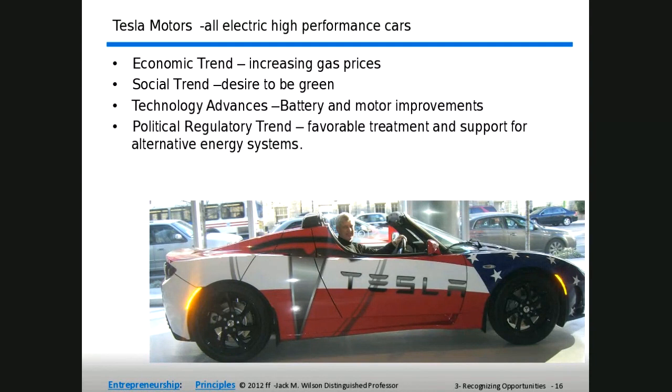So Uber has benefited from the economic trend and the social trend to a certain extent, and the technology advances, but it certainly has been swimming upstream against the political regulatory trend, and it's still not entirely clear that they will be successful at that.